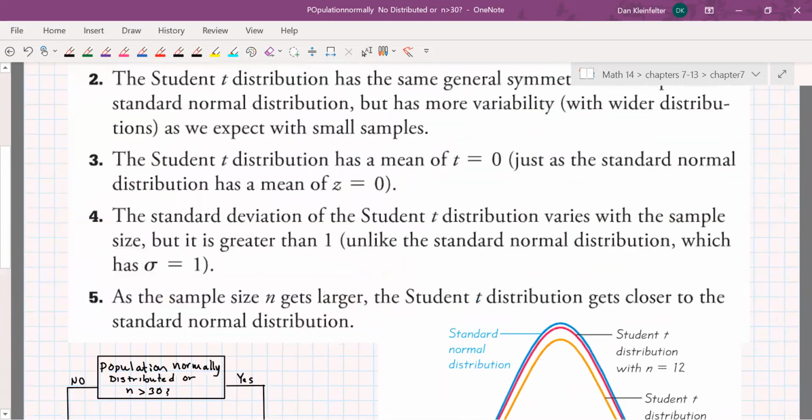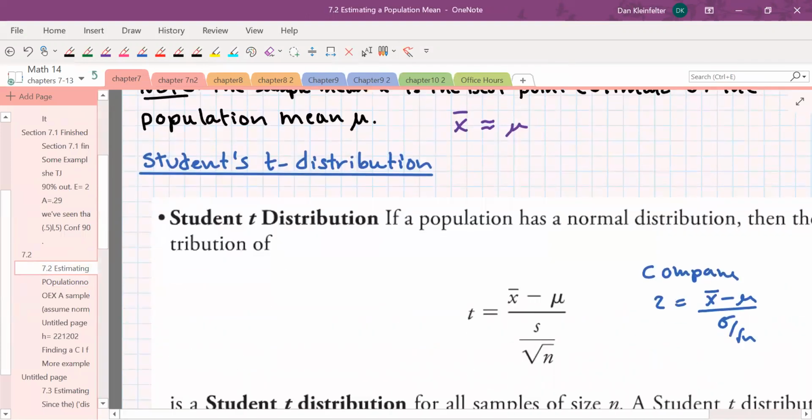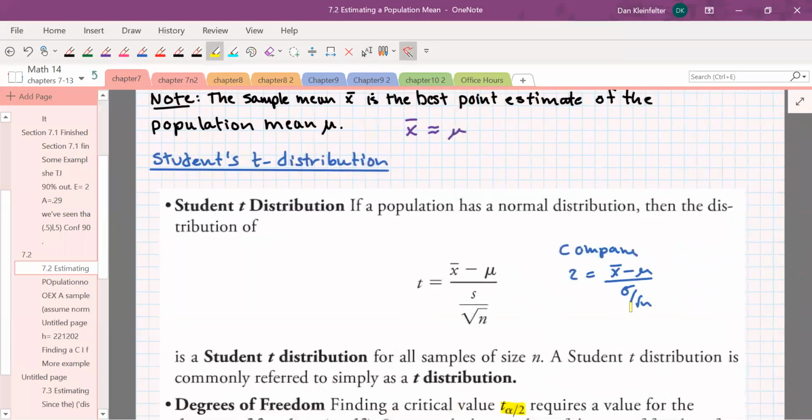And in a way that makes sense if you go back to the formula that we had. In the z formula, it had a sigma in it. If you know sigma, you can use z. The t formula has an s in it. So you would be using the sample standard deviation where you don't know the population standard deviation.